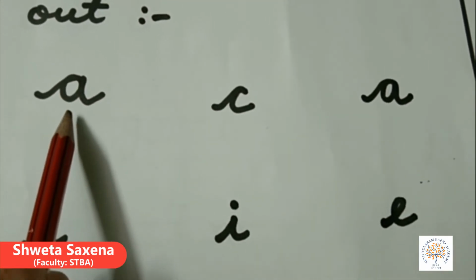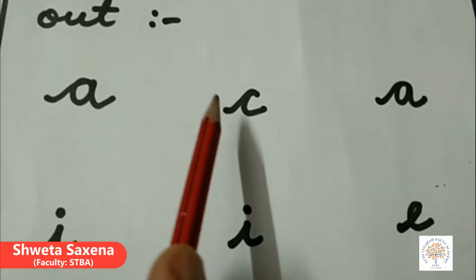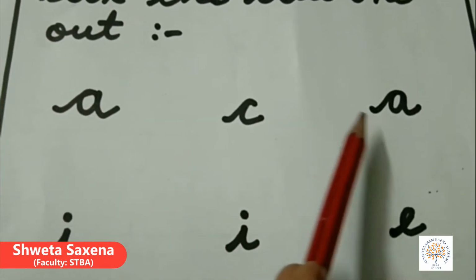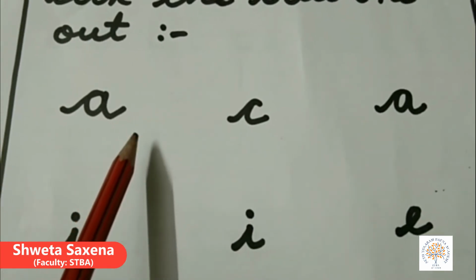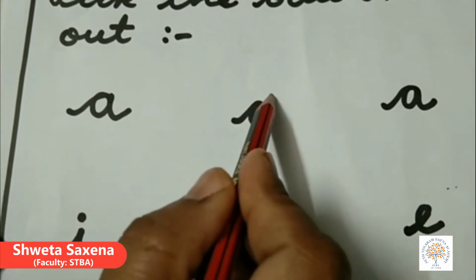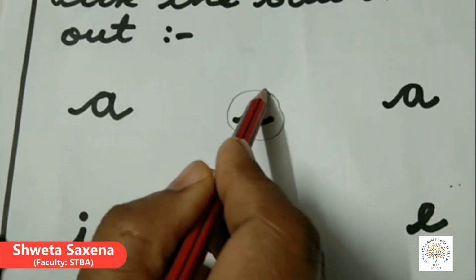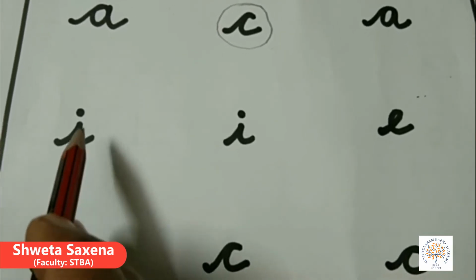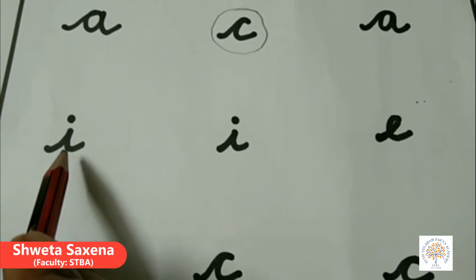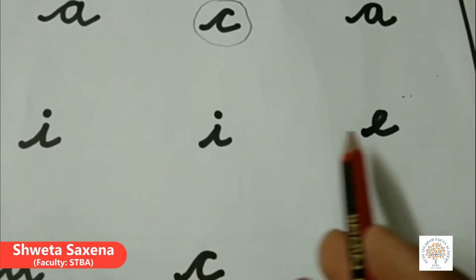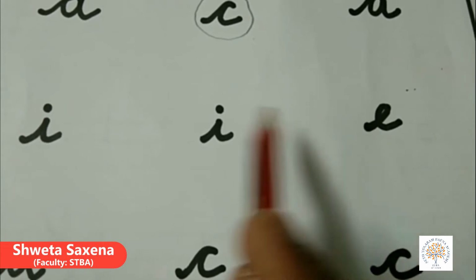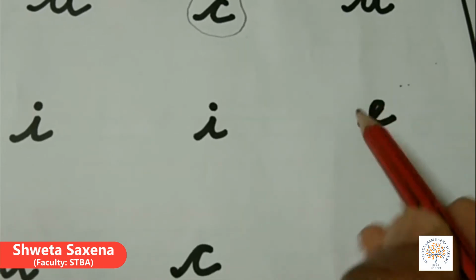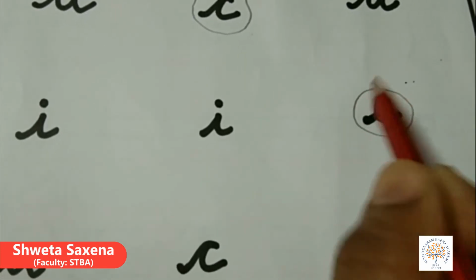Which alphabet is this? A. And this one? C. And this is A. Then tell me, which is the different letter? Letter C. You make a circle on it. Then look at the letters. Letter I. Letter I. Which is this? E. Then which is the different letter? Letter E. You have to circle the letter E.